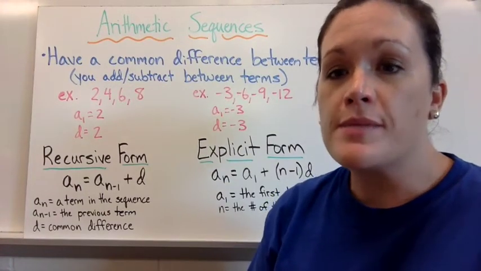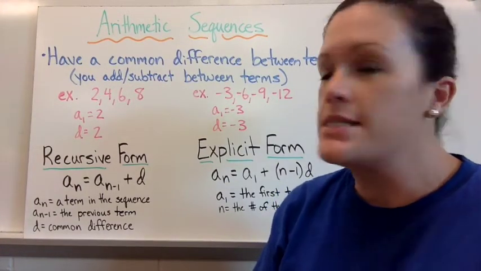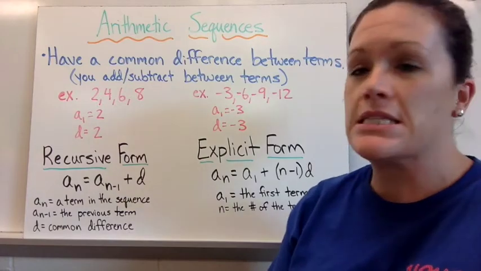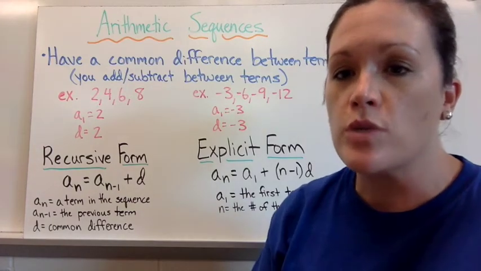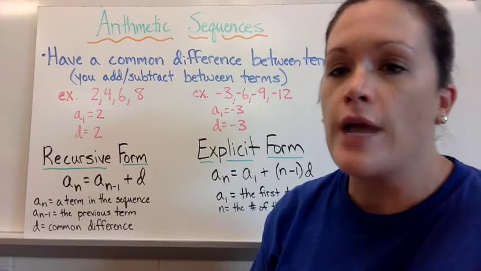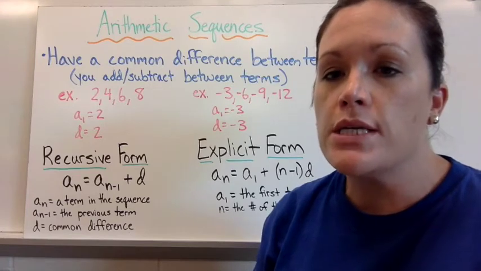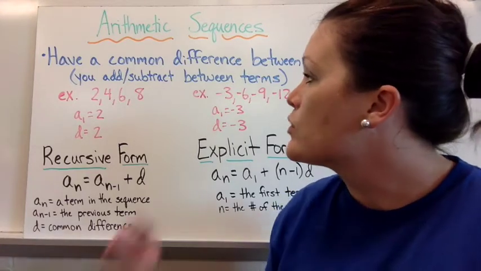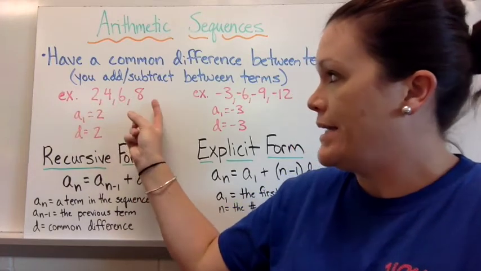Let's talk about arithmetic sequences. An arithmetic sequence has a common difference between your terms. So these are ones that are adding or subtracting the same amount between each term in the sequence. For example, 2, 4, 6, 8.